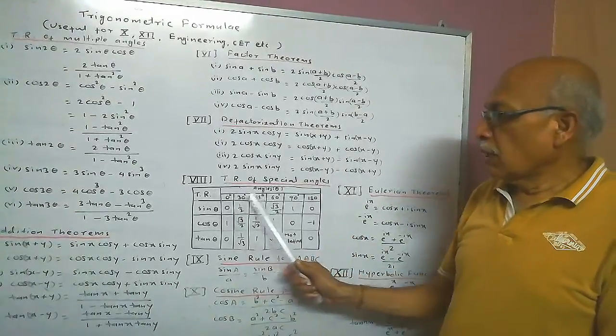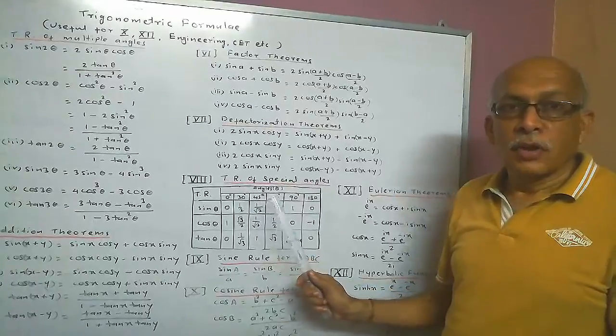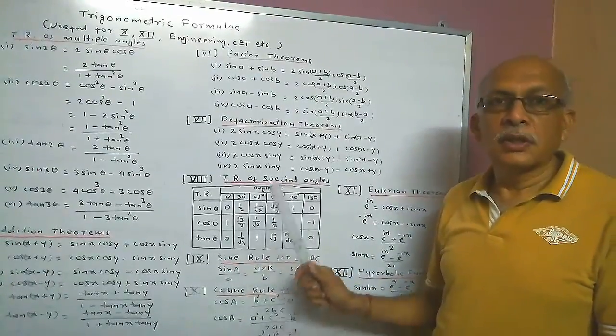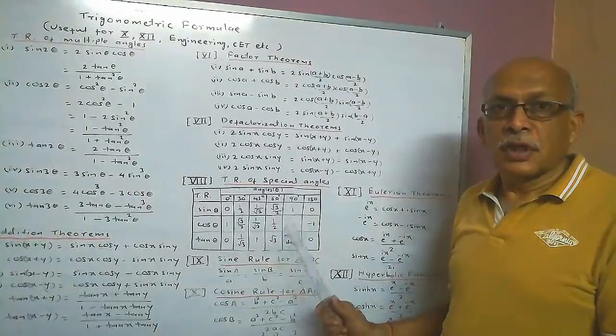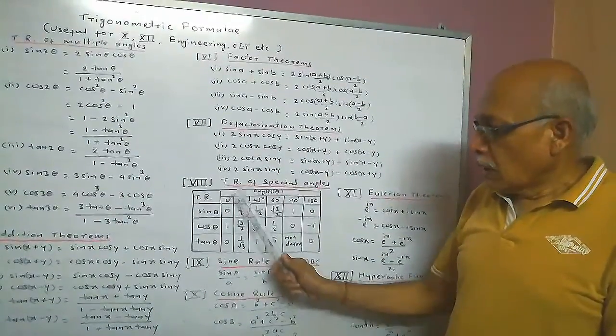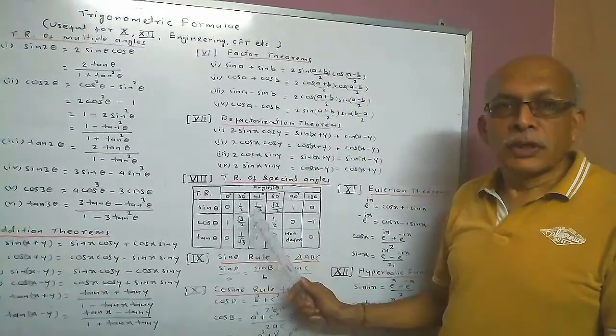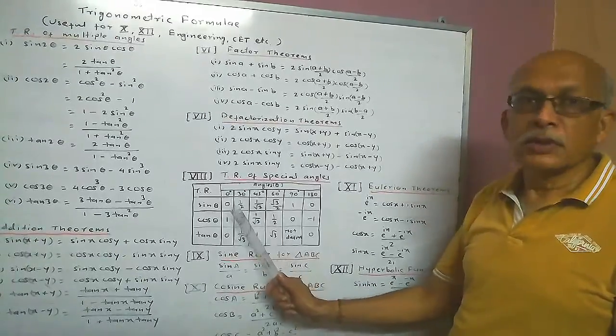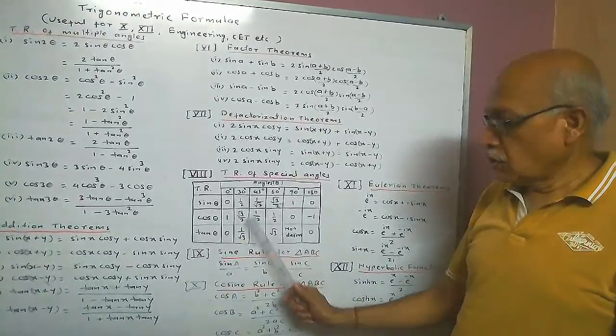Another, the 8th formula, is the trigonometric ratio of special angles. Special angles means 0 degree, 30 degree, 45 degree, 60 degree and so on. Now this formula is also useful for the 10th class. Here I have written it in tabular form. Sine of 30 is how much, sine of 45 is how much and so on.